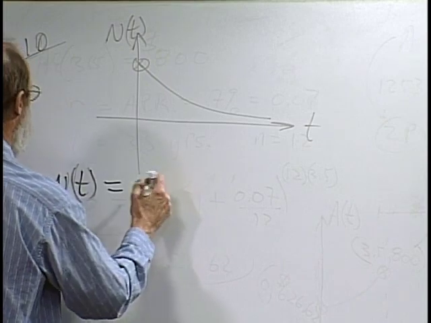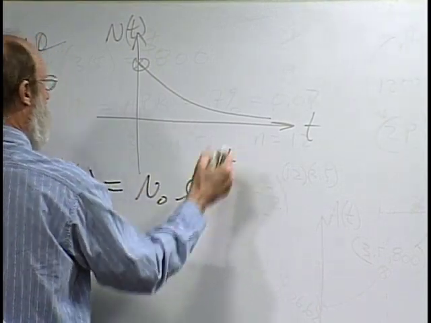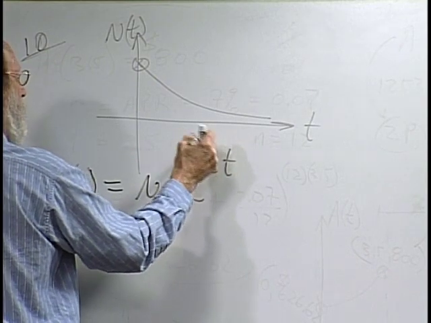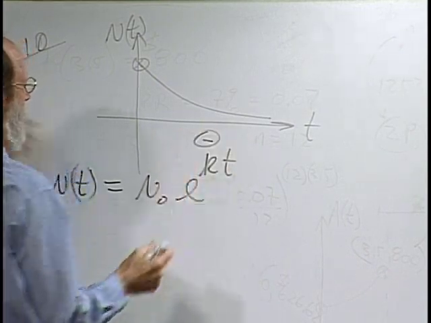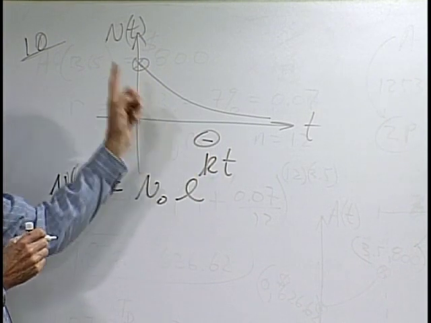We have a model that says it's an initial amount e to the kt, and this time this exponent is going to be negative. This k right here is going to turn out to be a negative value for it to be a decay model.